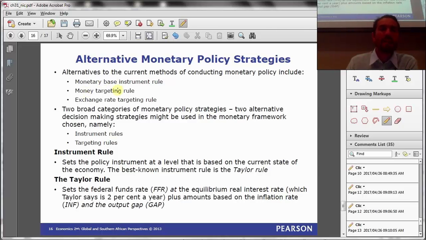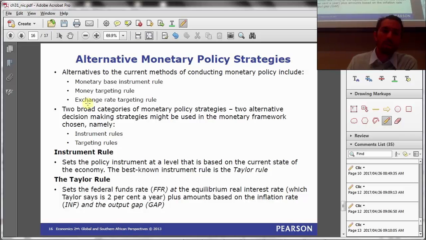You could have a money targeting rule. So in other words, instead of saying, right, this is what we want our target inflation rate to be, in other words, this is what we want the growth in prices to be over time, you can say, ignore prices, this is what we want money to be. This is how we want money to grow over time. Okay? So that's an alternative kind of monetary policy rule.